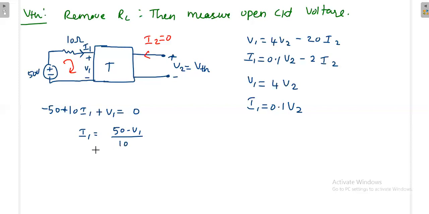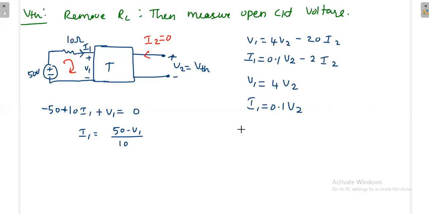Is it 50 or 5, sir? Okay, I think it could be 50. Okay, we'll see. 50 minus V1 divided by 10.